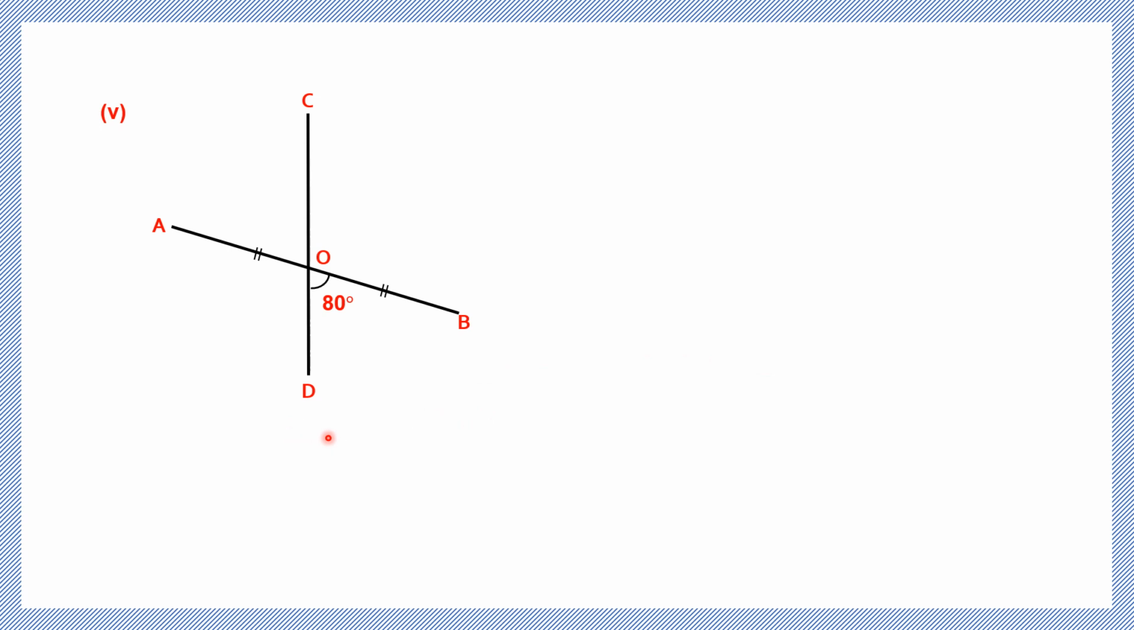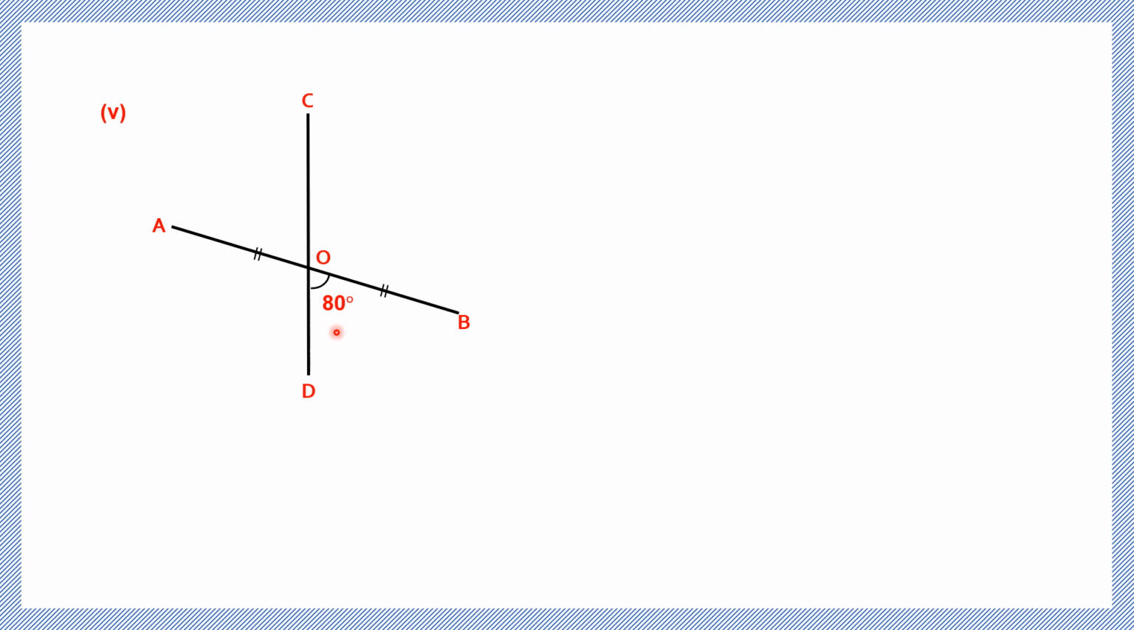Next one, look at this one here. Here, this line CD has cut AB into two equal halves. But has it formed an angle of 90 degrees? No, it has formed an angle of 80 degrees.